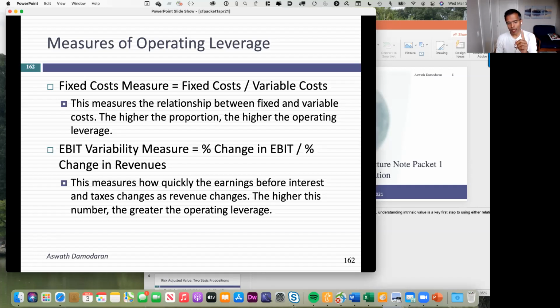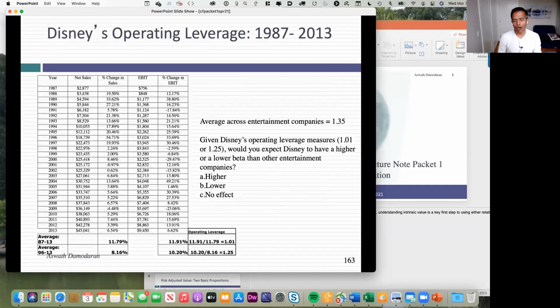Now, if you do this for any 1 year, strange things can happen. But what if I took across time and looked at the percentage change in those two numbers? So let's take Disney. Here I have data from 1987 through 2013 on revenues and operating income, two numbers which are very easy to pull off the financials. And I compute the percentage change in operating income every year.